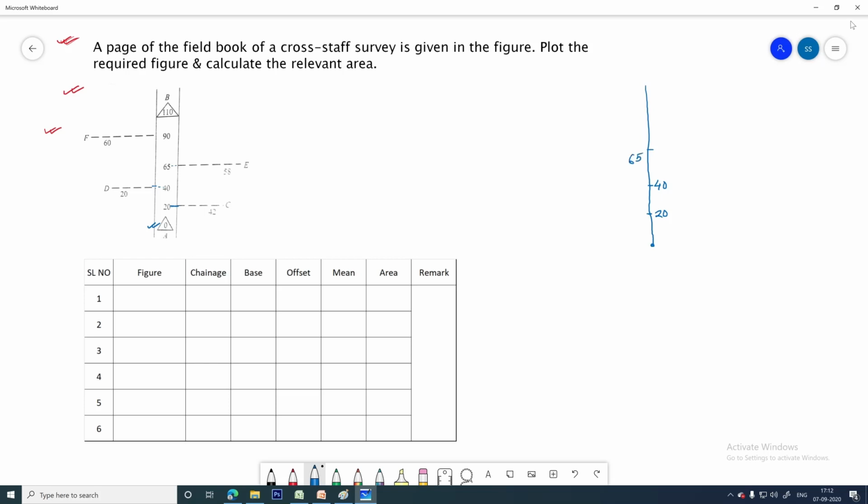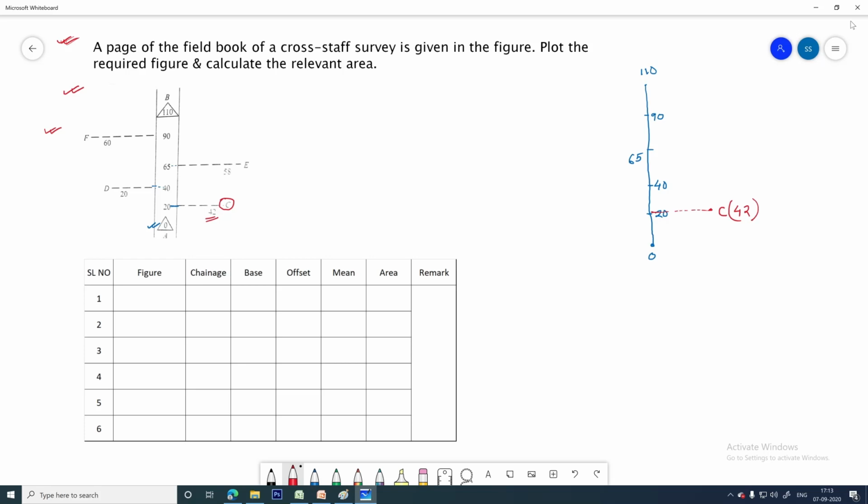After 65 we have the offset that is 90, so consider this one is 90. Now the last value is 110, the ending point, and this one is 0. Now what we need to do is make the offsets. The offset value over here is 42, and the point is C. So we make a line over here on a scale. This particular value is 42 and the point is C, so C in bracket we can write 42.